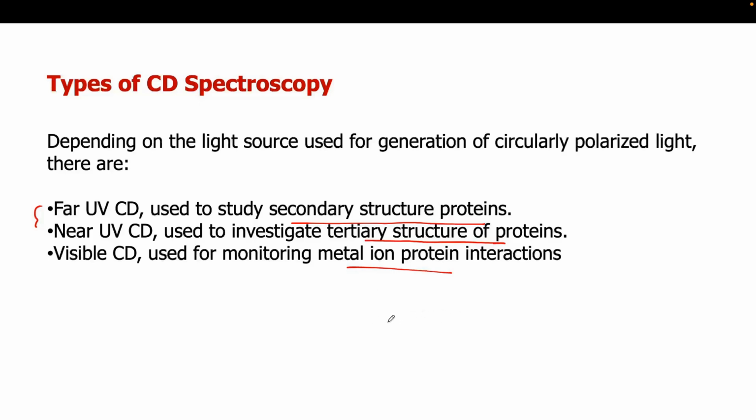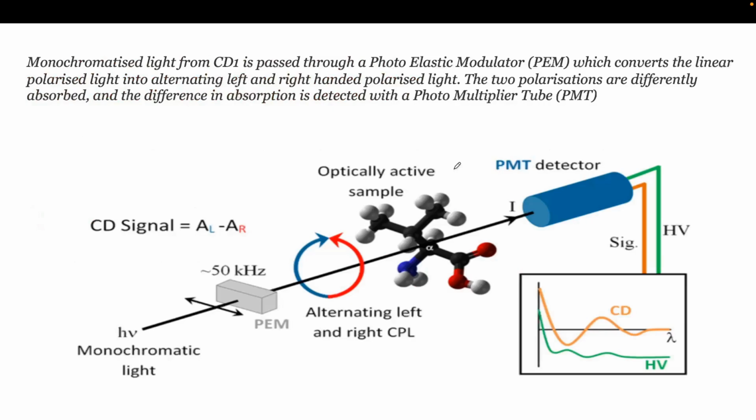Okay, so this classification is based on the light source used for the generation of circularly polarized light. So how it works, the principle is, when monochromatic light from the CD instrument passes through a photoelastic modulator, it converts the linear polarized light into alternating left and right handed polarized light.